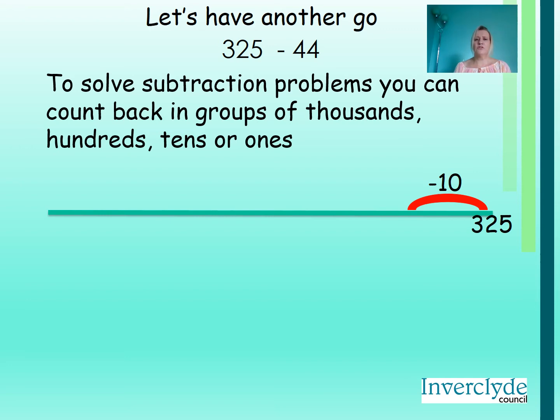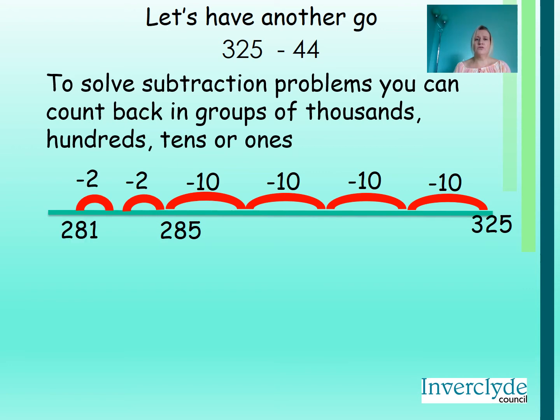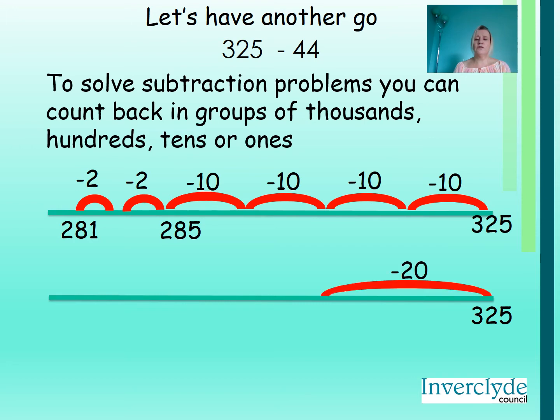I've started with 325. I'm going to take away 10, 20, 30, 40 and then 2 and another 2 to take off that other 4 and I get my answer of 281. Maybe you did it a different way. Did you take off a chunk of 20 to get you to 305? Another chunk of 20 to get to 285? And then your chunk of 4 to get to 281?